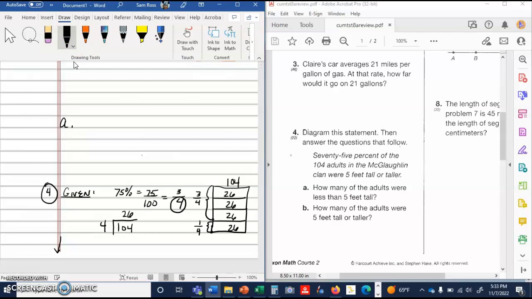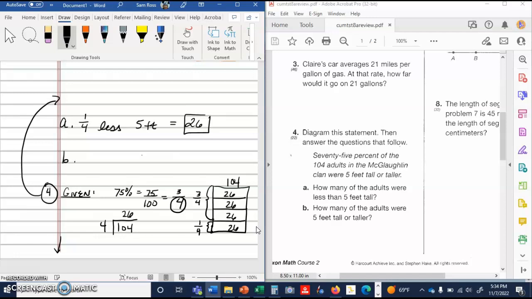So A of 4, it says how many of the adults were less than 5 feet tall. So that's going to be your 1/4. So 1/4 of the adults were less than 5 feet tall, and that equals 26.